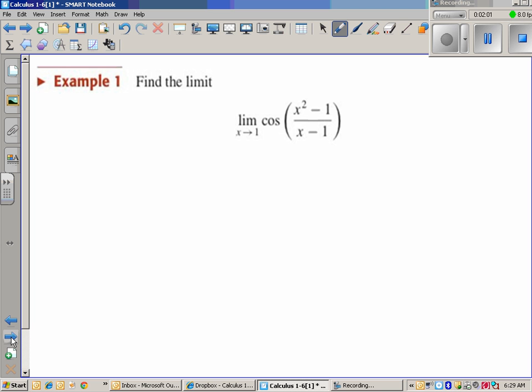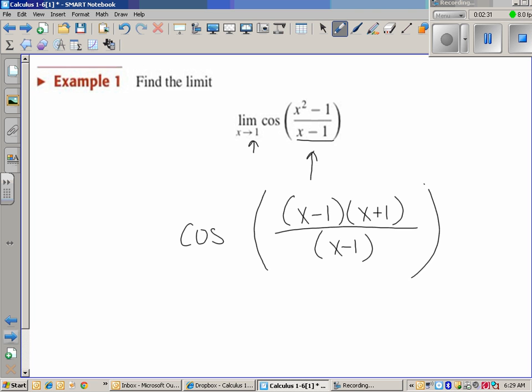Okay, the first thing that you want to consider is taking a look at what's inside the parentheses. So we want to factor. And that's going to remove the issue. See, so in the denominator we cannot plug in 1. We're trying to evaluate it at 1. We cannot plug in 1. It causes our function to blow up. So what we want to do is use some algebra to eliminate that as an issue.